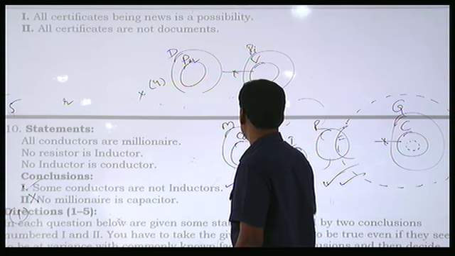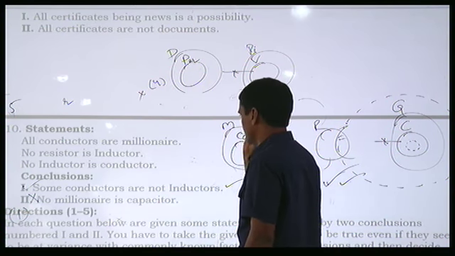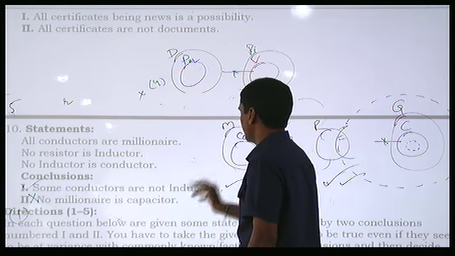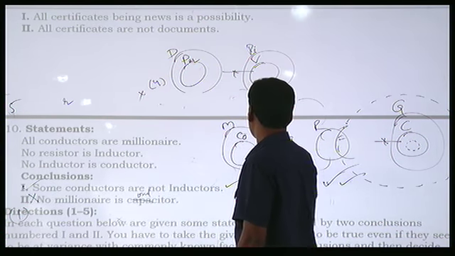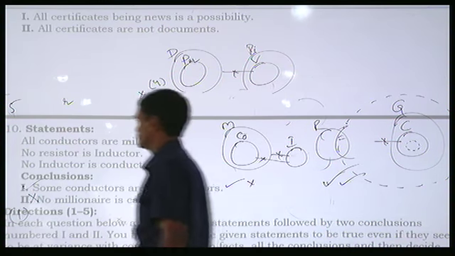And no millionaire is a capacitor. Is there any capacitor here? And this is a conductor. If you take this is a conductor, no millionaire is conductor, that's also false. Hence only one follows, the answer is 10.